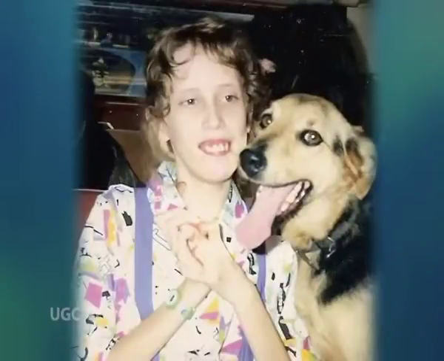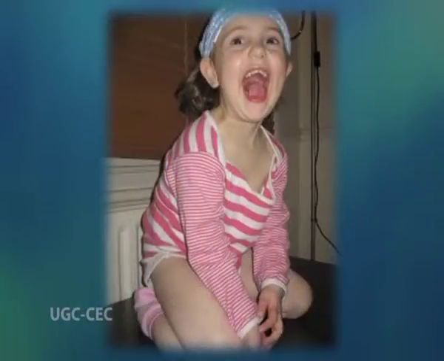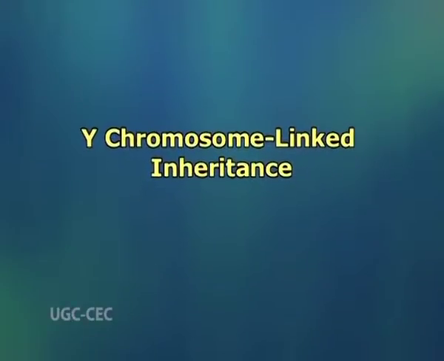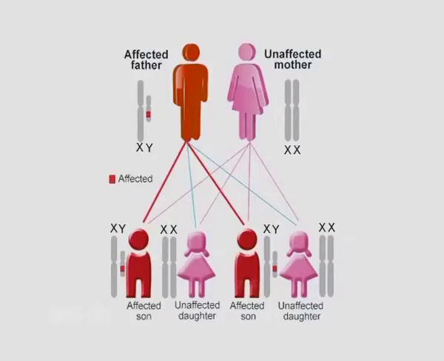Similarly, Rett syndrome, a neurodevelopmental disease, is associated with dominant mutation in the methyl CpG binding protein 2 gene, MECP2. Rett syndrome almost exclusively affects females because male embryos with a dominant mutation in the MECP2 gene rarely survive. Y chromosome linked inheritance: Y chromosome linked traits are governed by father to son transmission, since the gene lies on the Y chromosome.